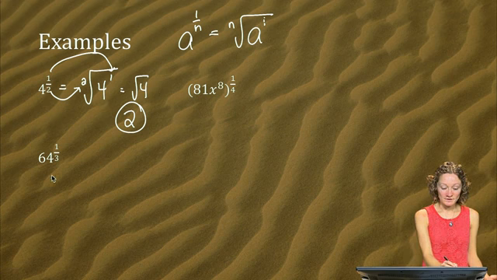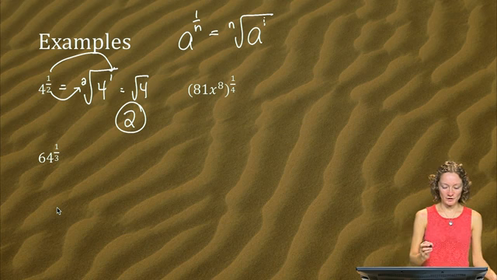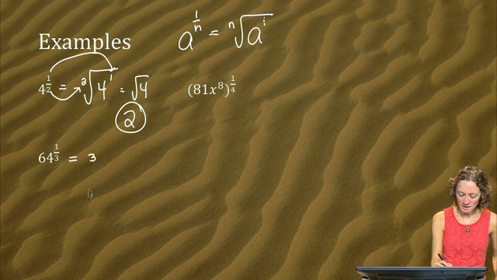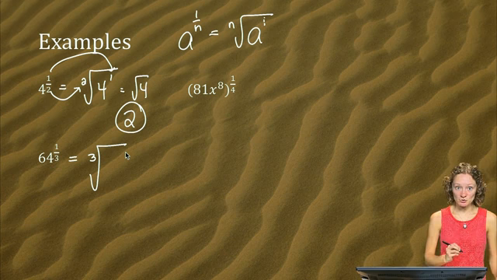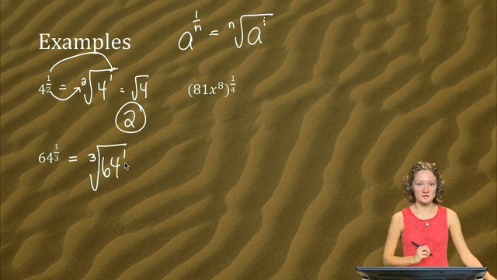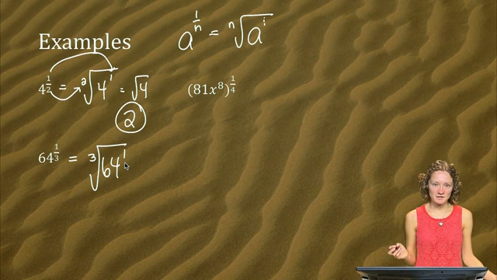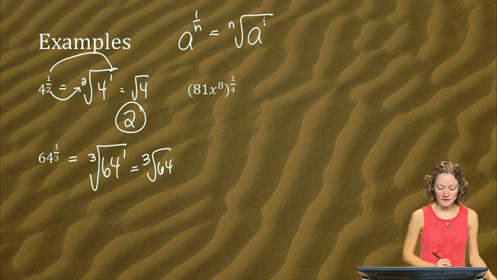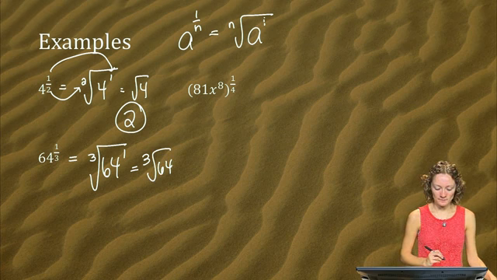Okay, the next one, 64 to the 1/3. So first let's make the change. The change says that denominator is the index, so it's a cube root of 64 to the first. Seems silly to write the first, but it'll help as we keep going. So it doesn't need to be there. Then we're evaluating the cube root of 64.